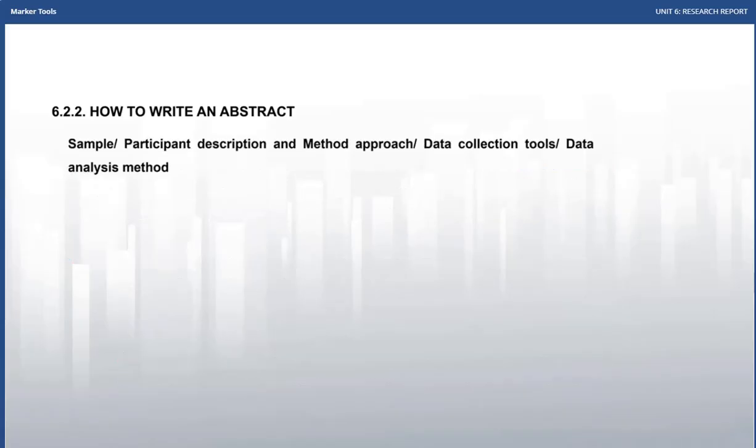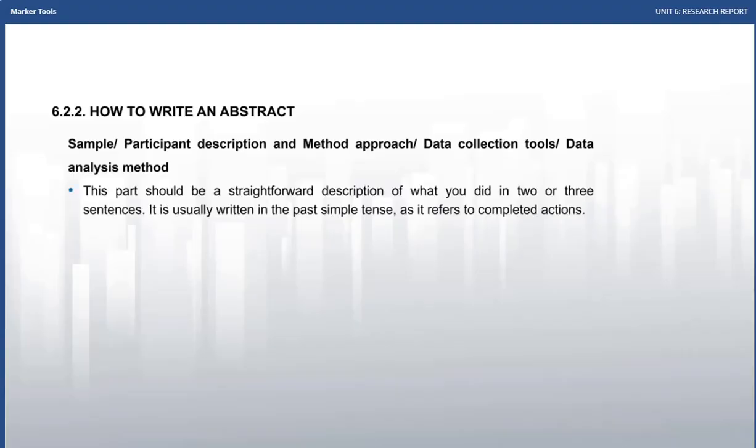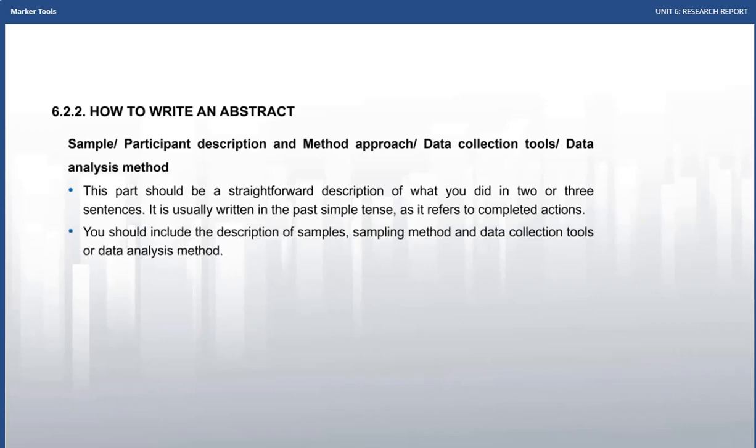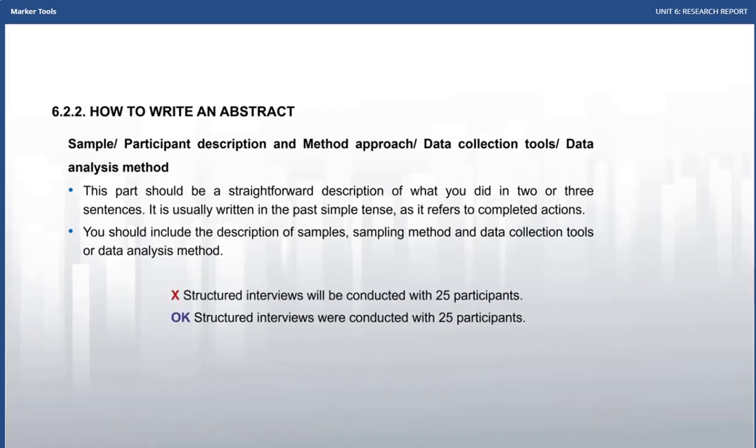Now, how to write the sample and participant description and the method approach, data collection tool, and data analysis method. In this part, I want you to be straightforward. You should only write 2 or 3 sentences, and you should use the past simple tense because it refers to an action that is already complete. You should describe the sample, the sampling method, and the data collection tools. And remember to use past tense.